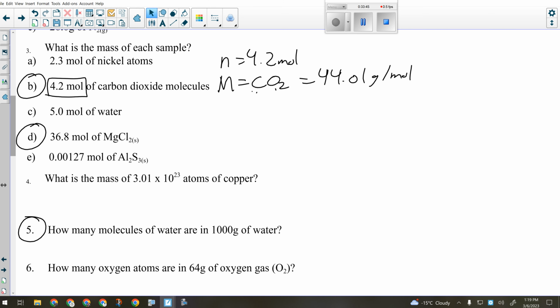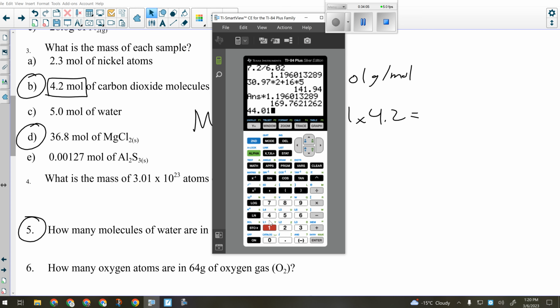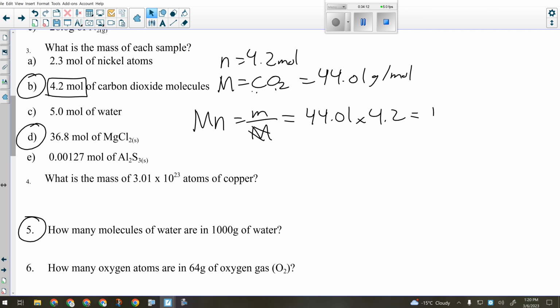So if we want to find the mass, n equals little m over big M. We multiply both sides by big M, and we've got m. Now we can solve by going 44.01 times 4.2. So 184.84 grams. Okay, for 3B. And then for 3D, it's basically the same thing.